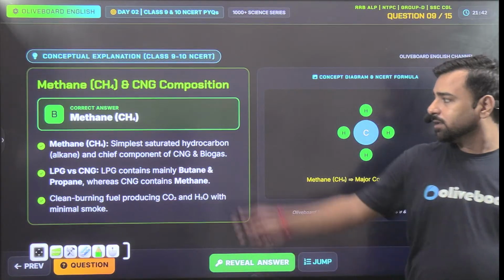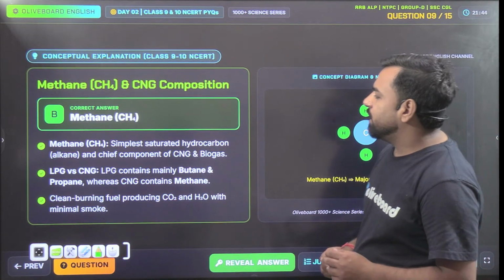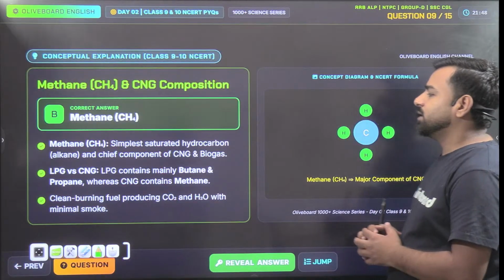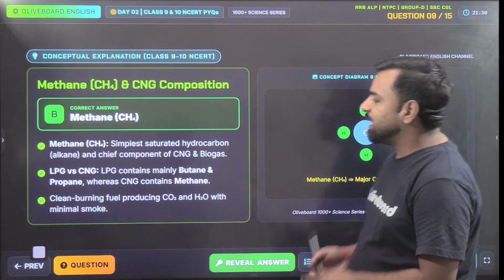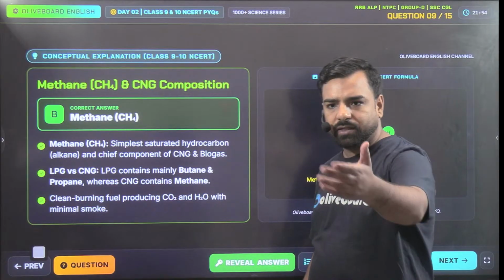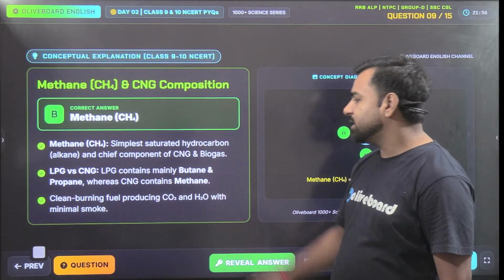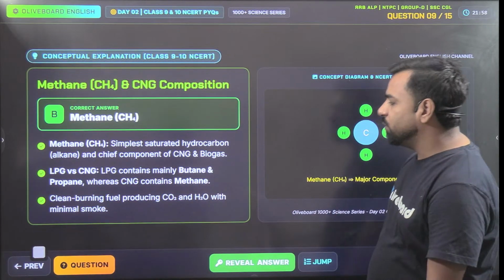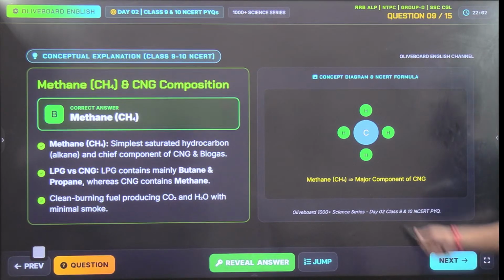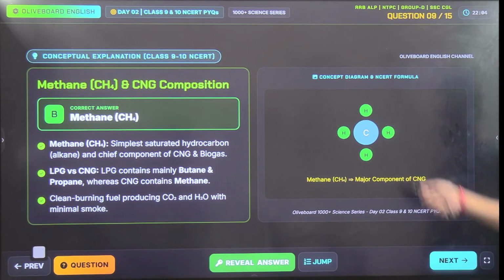Next. So simplest saturated hydrocarbon, alkane, or the chief component of the compressed natural gas and biogas, that's methane. LPG versus CNG. So LPG contains mainly butane and propane, where Ankita has given the answer, and CNG has methane. So clean burning fuel producing carbon dioxide and water with minimum amount of smoke. That's the structure of methane.